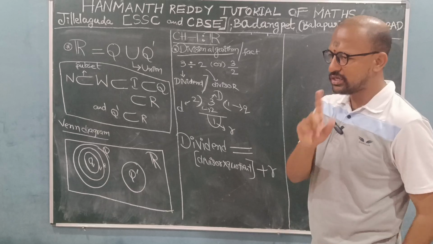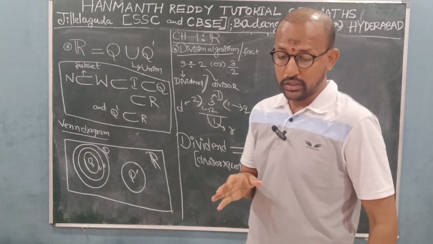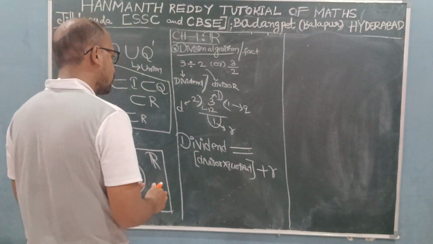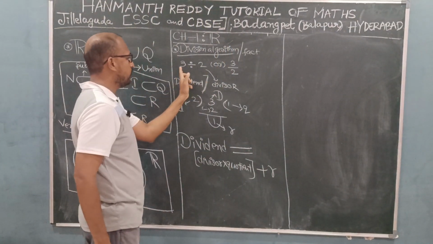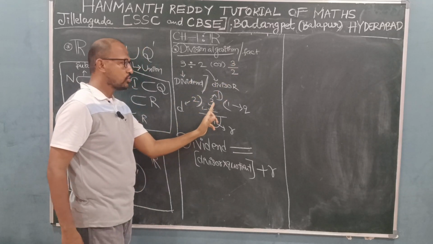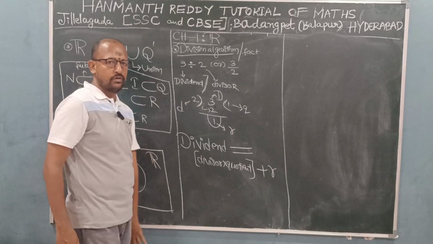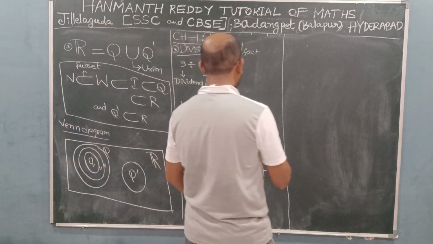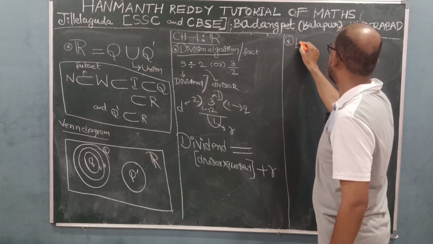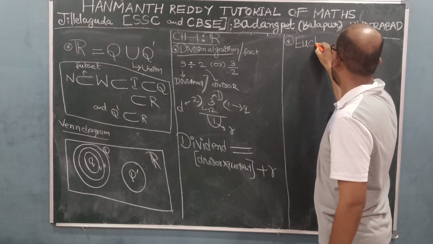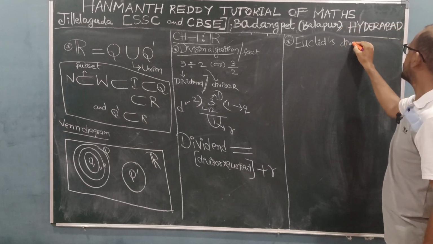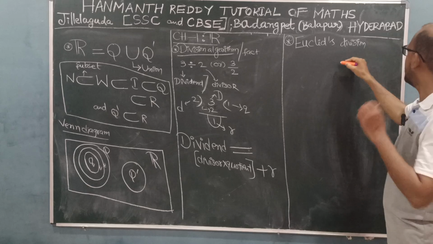Always remember the term names thoroughly: dividend, divisor, quotient, remainder. The first term is always the dividend, taken here in the process of division. Next we are going for Euclid's division algorithm. What is the difference between these two? I will explain after this.